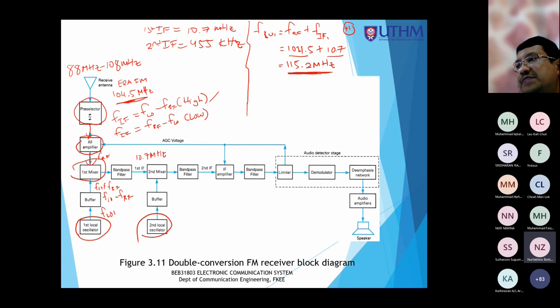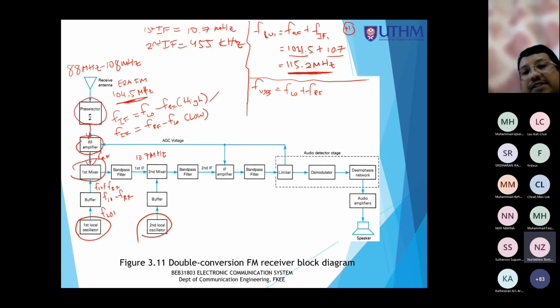The first mixer, as I mentioned, will do a multiplication process. That means it will produce the upper and the lower sideband. In this case, the upper sideband produced from the first mixer is equal to FLO plus FRF. Remember, the upper sideband is FLO plus FRF. This is the upper sideband produced by the first mixer.